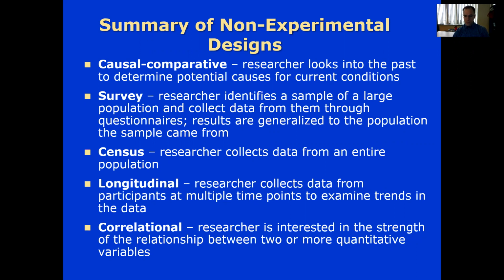The first is the causal comparative, also known as a retrospective cohort study. It's an example where researchers look into the past to determine potential causes for current conditions. So, for example, individuals are asked if they smoked 15, 10, 5 years ago, and then you determine what their health is today. So you're looking retrospectively at what they did in the past and how it might be affecting them today.